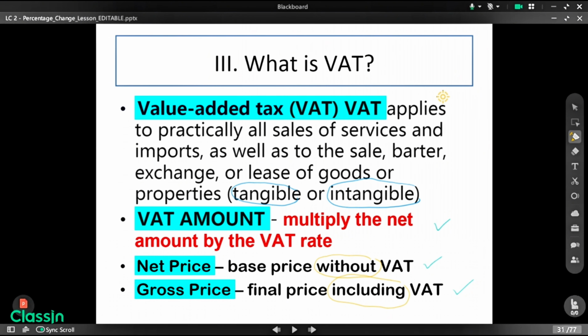And the VAT here in the Philippines is usually 12%, applied to any tangible or intangible. It could be a service, a product, and so on and so forth, as long as there is a transaction. Let's proceed.